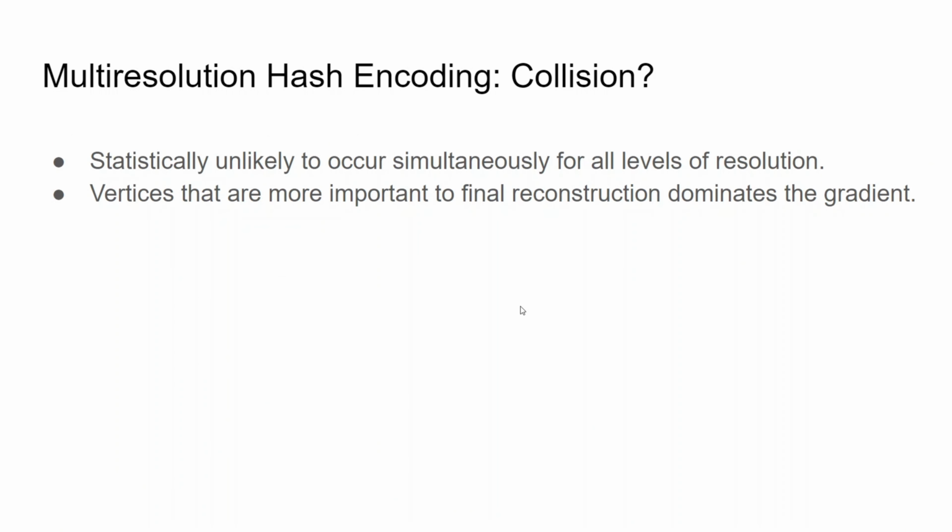And the reason for that is because collisions are statistically unlikely to occur at the same vertices for all levels, even if at one resolution 2 vertices collide. The features at other resolutions can compensate for that. And since we typically use reconstruction loss to train these tasks, when a collision happens, the vertices that are more important to final reconstruction will dominate the gradient average.